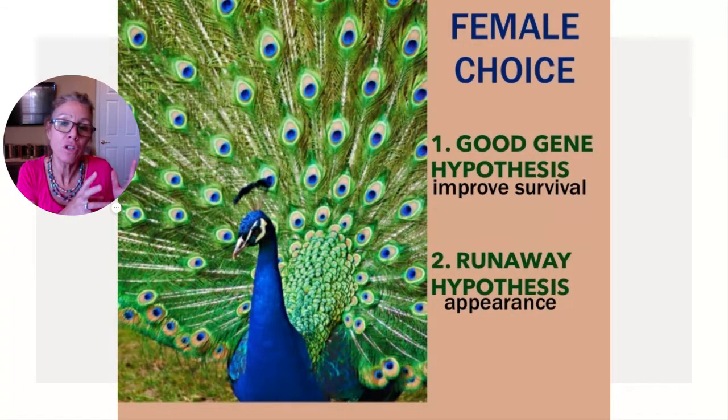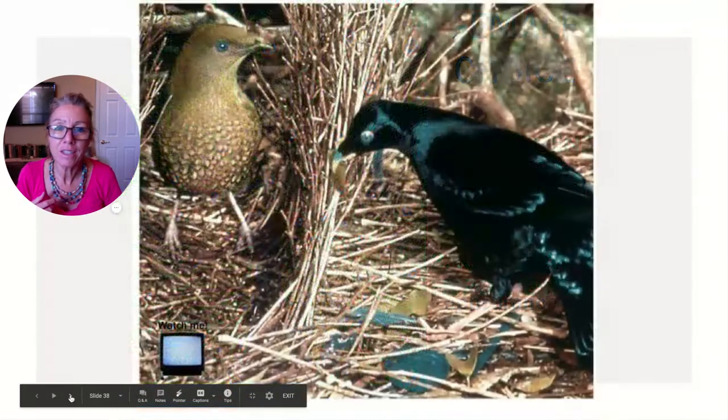If I were to put these in human terms, I would say the good gene hypothesis would be like if a female chose a partner based on money, right? Cheddar. And the runaway hypothesis would be if a female chose a partner based on how good looking they are. All right. So let's go here.